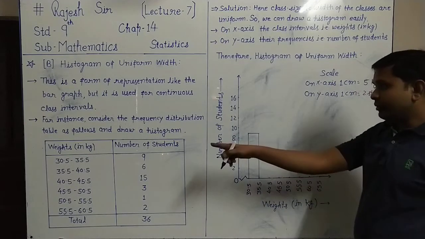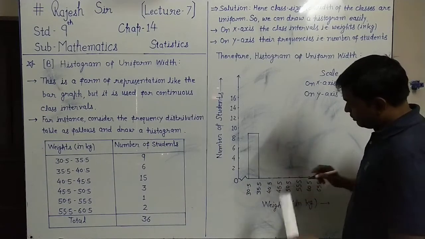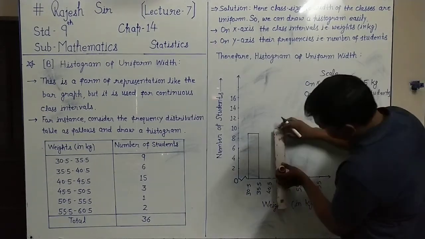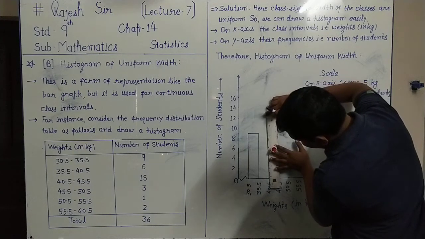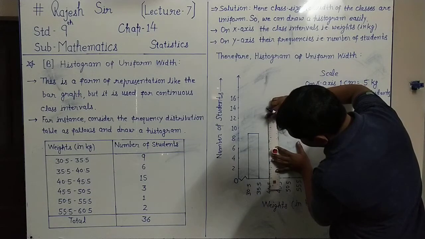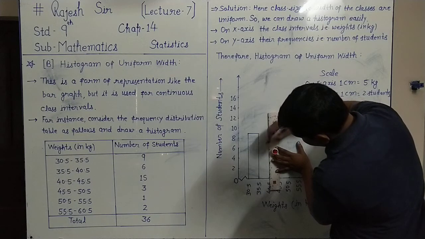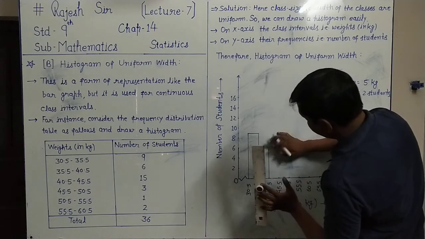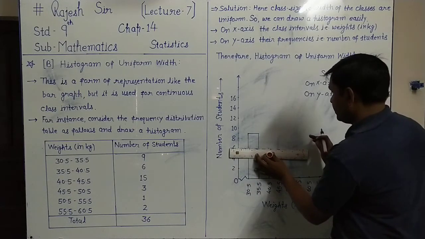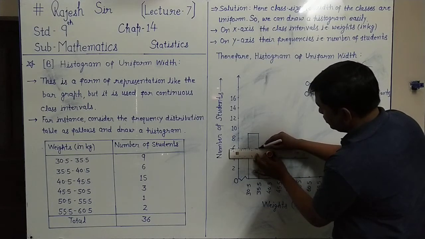Second is 35.5 to 40.5. The class has 6 number of students. So this height will be, this gap height will be 6. To show 6 from 40.5 to this way 6 height we can show. Up to 6.